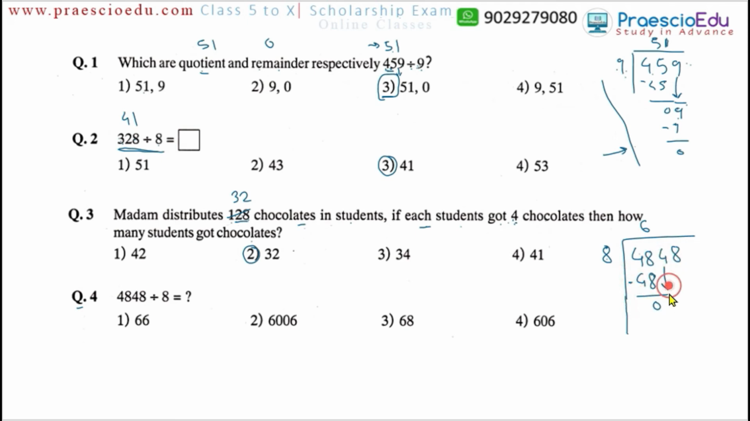Now we will take the next digit, so 4 here. But can 4 be divisible by 8? No. So we will carry to the next division. To carry this, we have to take the 0 here, okay? Then only this number will be carried, and this forms 48. Now 48 can be divisible by 8, so 8 6s are 48. So now the remainder is 0. Now the quotient is 606. So option number 4 is the correct answer.